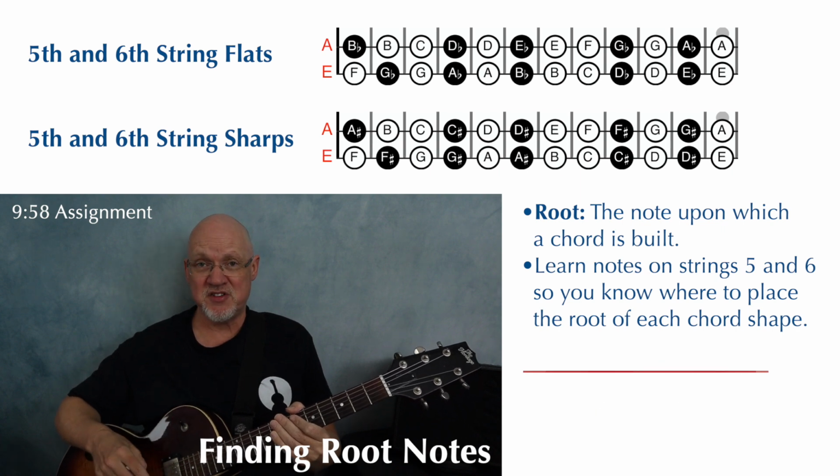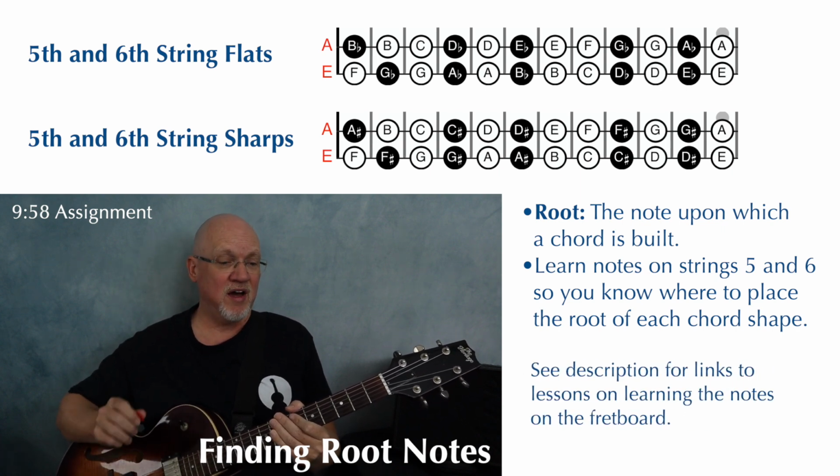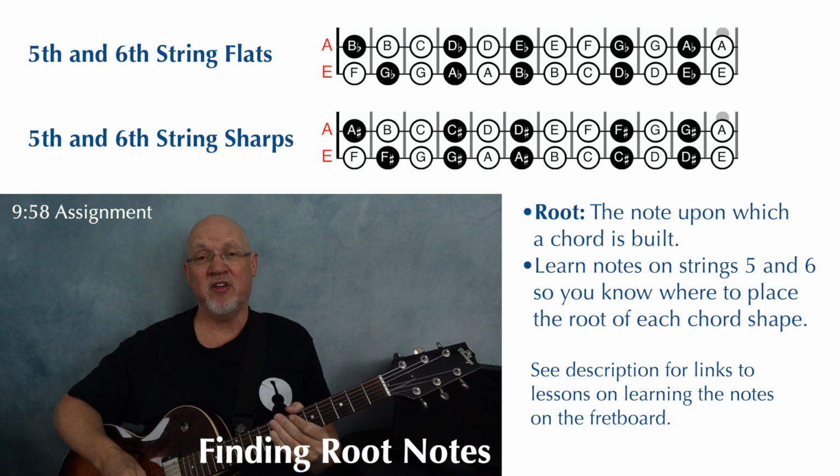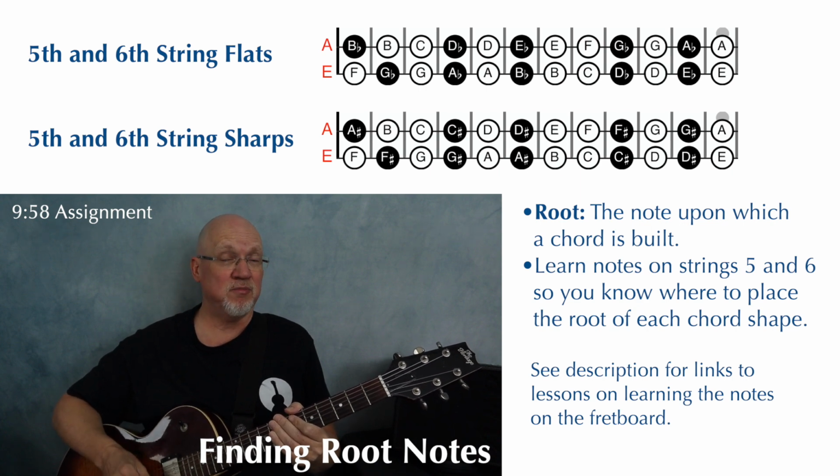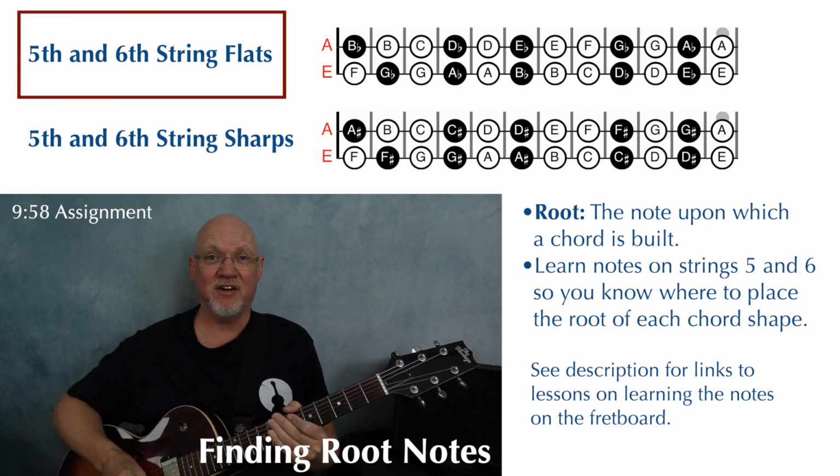At the bottom of page 2 of this Movable Chords booklet, we have 2 diagrams that show the names of the notes on the 5th and 6th strings. And notice in one of the diagrams, some of these notes are spelled as flats. In the other, they're spelled as sharps. Let's take a look at the flat diagram first.